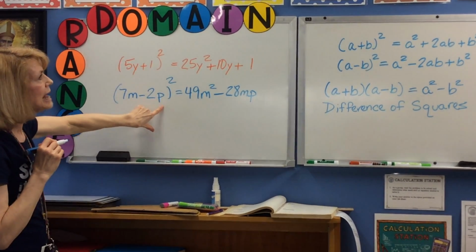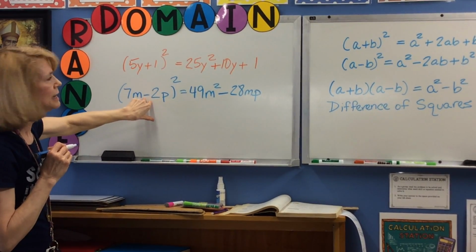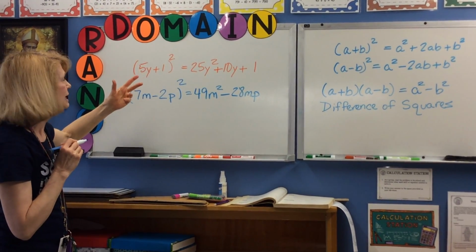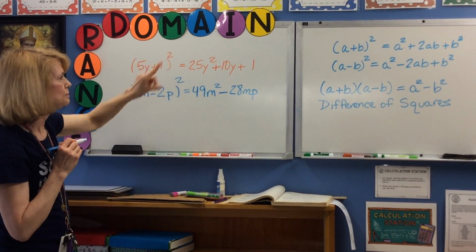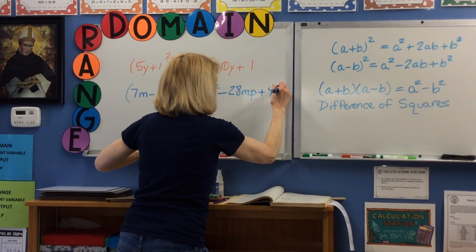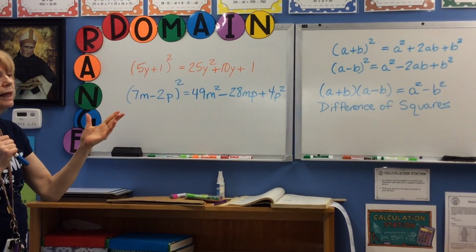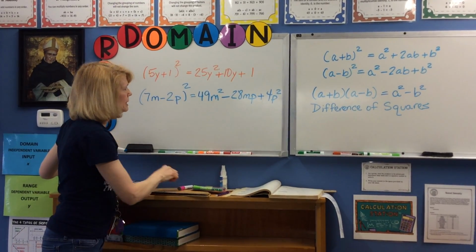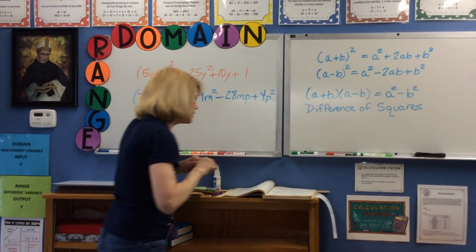Now I'm going to square my last term. 2p, and it's negative 2p, but negative 2p times negative 2p, you're going to get a positive answer because you're multiplying a negative times a negative. So I'm going to get 4p squared, because 2 times 2 is 4, and p times p is p squared. Okay? It's really kind of like following a recipe. You just follow in the cookbook.